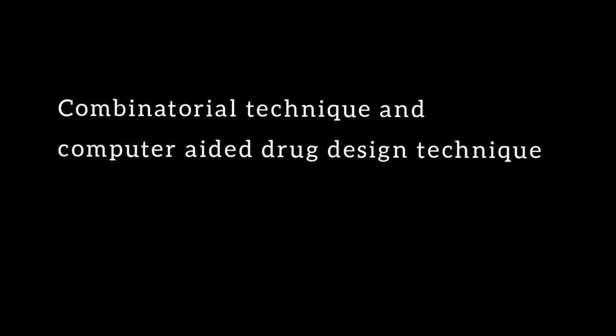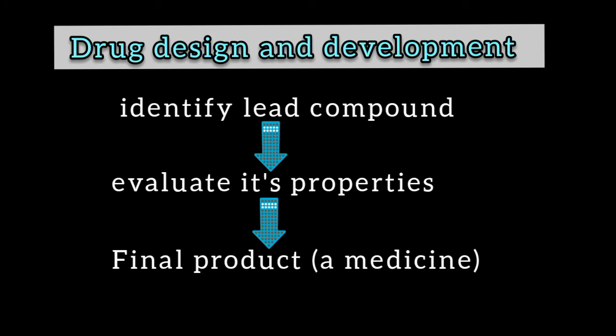Today we're going to be talking about the combinatorial technique and the computer aided technique in drug design and development. That's going to be our main focus for today, but before we get into that, we're going to talk about the drug design and development process. This process begins by identifying a lead compound, which is a possible drug candidate, evaluating its properties.